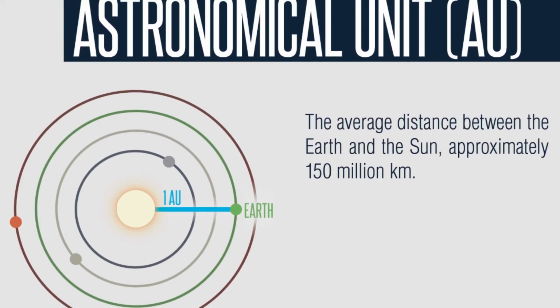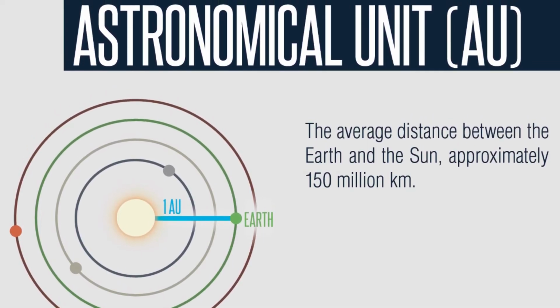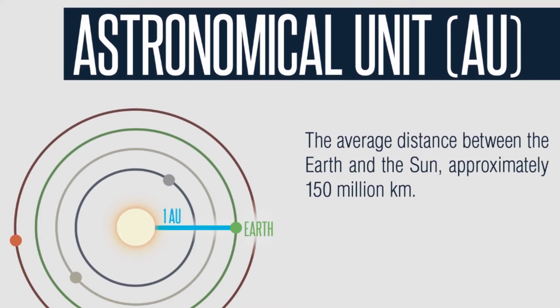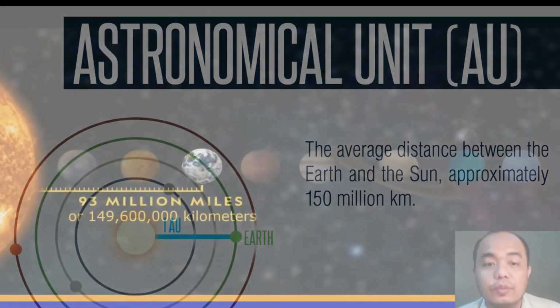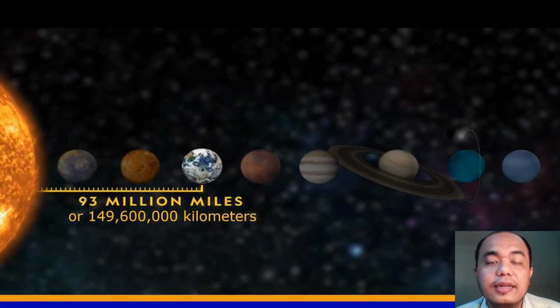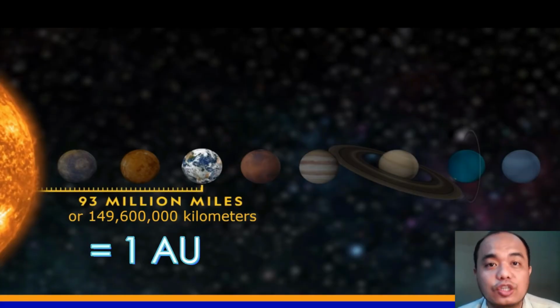Astronomical unit is the length equal to the average distance of the Earth from the Sun. So meaning, yung distance ng Sun at saka Earth ay siyang ginawang 1 astronomical unit ng ating astronomers. Again, 1 astronomical unit is more or less equal to almost 150 million kilometers.